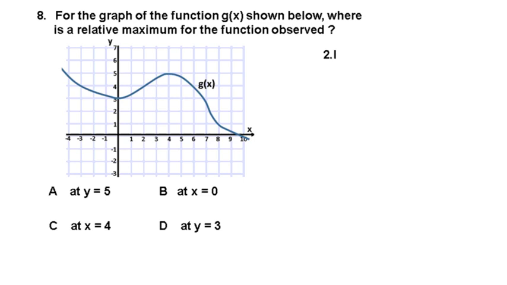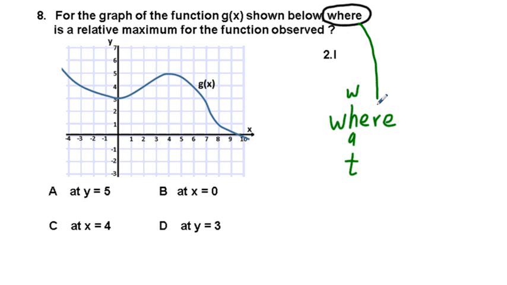8. For the graph of the function g of x shown below, where is a relative maximum for the function observed? And key word here, where. When it comes to evaluating functions, where and what, generally they're like this. You have a where, you can write that horizontally, and a what, it can be written vertically. And then you could replace when instead of where. So when you say where, you're talking about the horizontal, the x-axis.